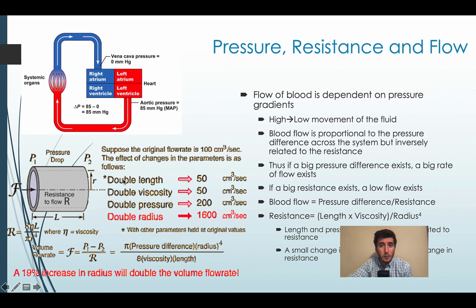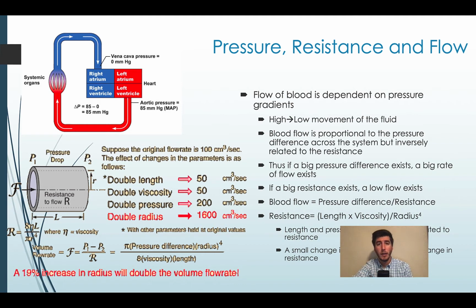If we double the viscosity, so we make it a little bit more like oil and a little bit less like water, we're going to slow it down again. If we double the pressure, we expectedly double the flow rate. Pressure is directly related to the flow. If we double the radius, however, look at what happens. There's a dramatic change in flow rate by doubling the radius. If we reduce the radius, we get a dramatic reduction in flow rate.